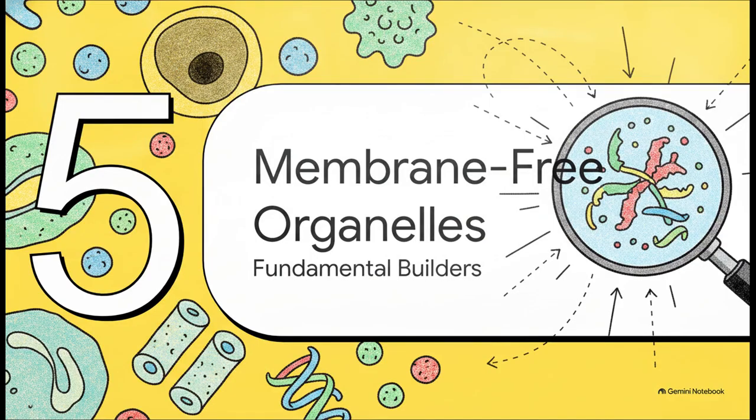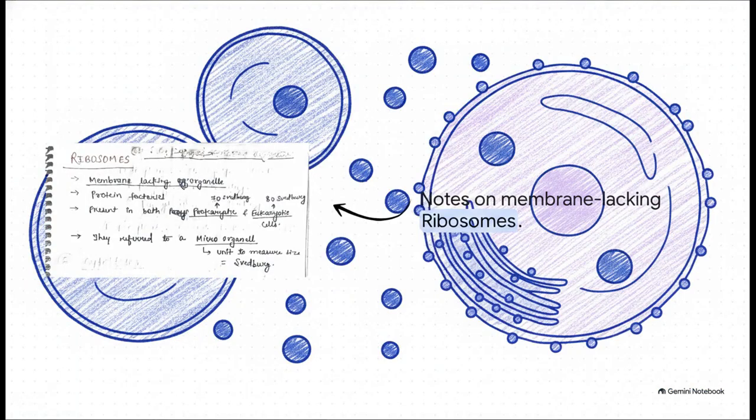And finally, Section 5, membrane-free microorganelles, the fundamental builders. Throughout this whole explainer, we've organized our factory tour by membranes, single and double, but we absolutely cannot forget ribosomes, which are strictly membrane-lacking organelles. Remember a few minutes ago when we talked about the rough ER being studded with tiny protein factories? Well, these are those factories, and they're universally essential. They're present in both prokaryotic cells, like your simple bacteria, and eukaryotic cells, just like ours.